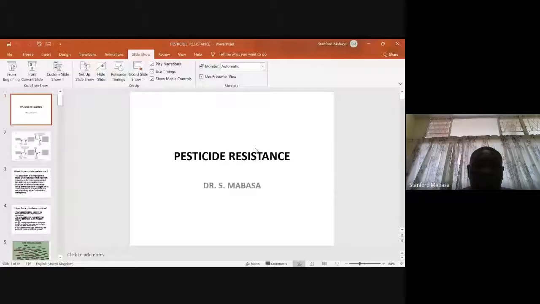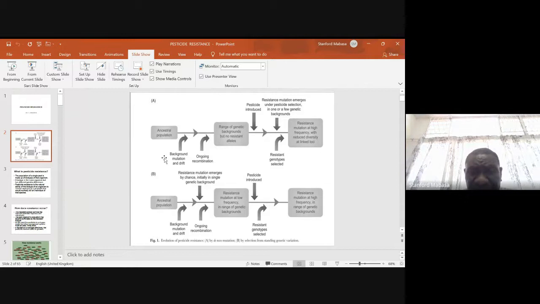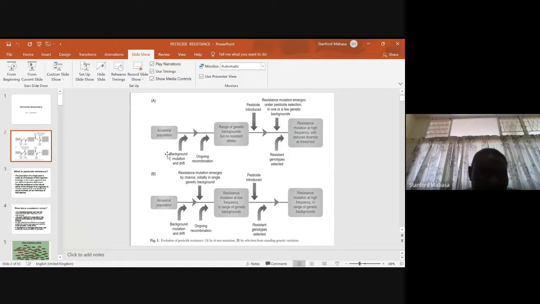So let me share this slide. So we want to talk about this pesticide resistance. Now, if we start with a population A, I've got two populations, A and B. Now, this population may have a background mutation and drift. There could be changes within the population.